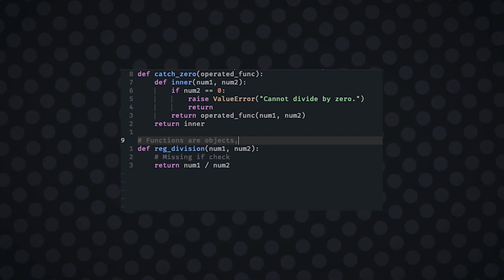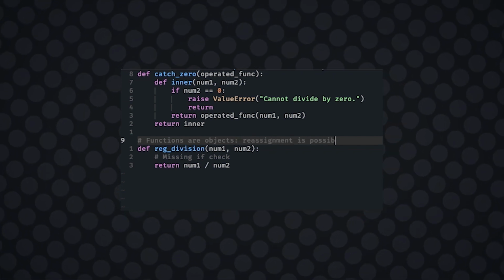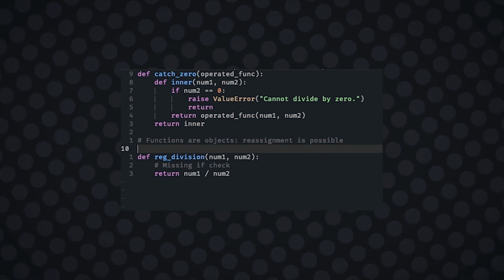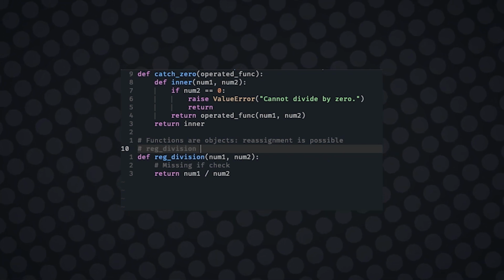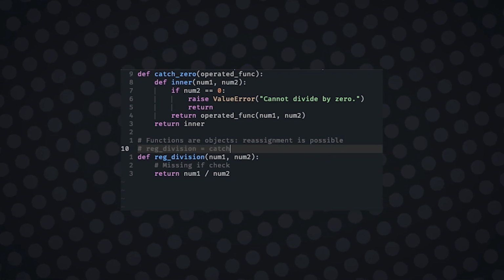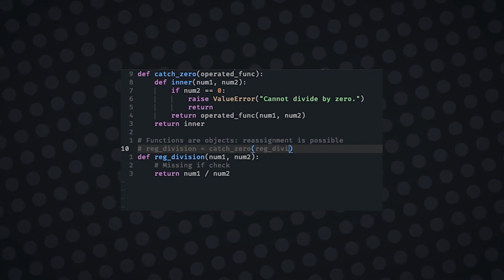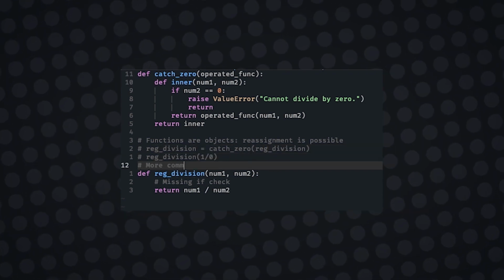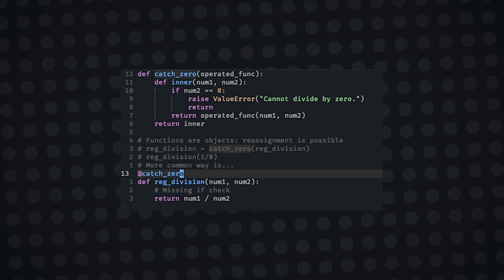If you recall, functions in Python are just objects, which means that they can be assigned to variables just like other data types. Therefore, if we reassign the divide function the catch0 of divide, it will update the divide function, and we can pass in arguments like we normally would. The other and more common way to apply a decorator is to use the @ symbol above the function.